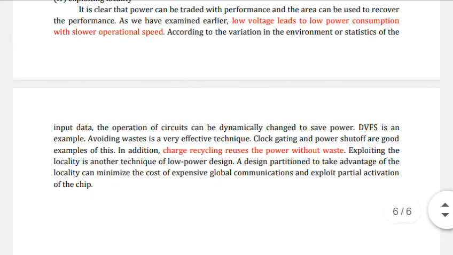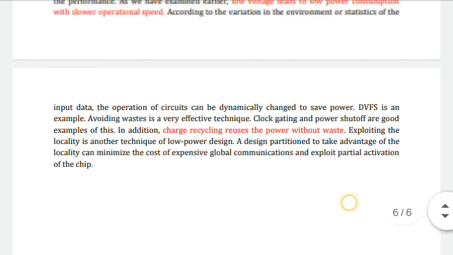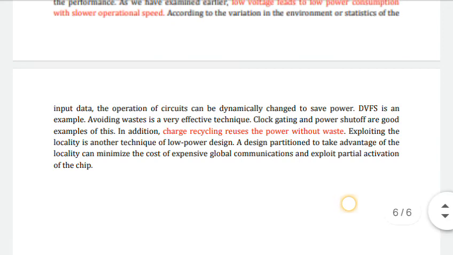According to the variation in the environment or statistics of the input data, the operation of the circuit can be dynamically changed to save power. DVFS is an example. Avoiding waste is a very effective technique. Clock gating and power shutoff are good examples. So for low power consumption in system on chip design, mainly we have to concentrate on clock gating and power shutoff. In addition, charge recycling reuses the power without waste.